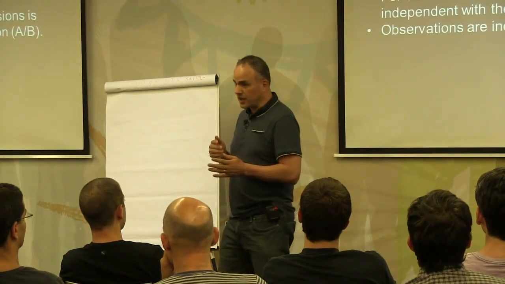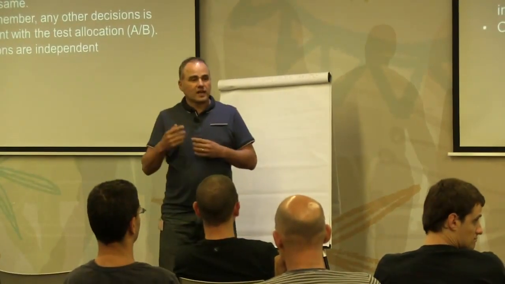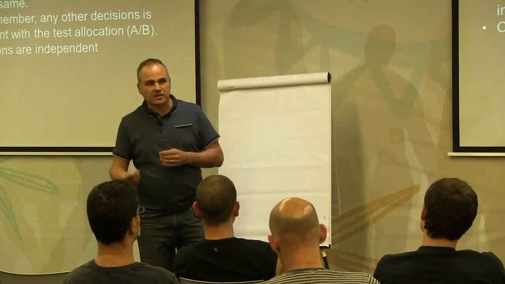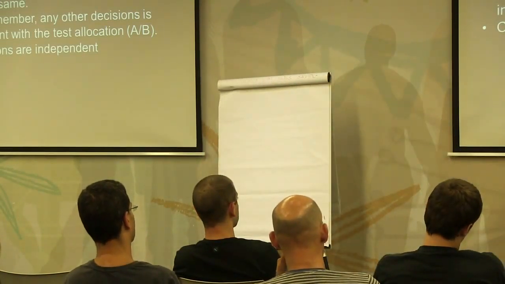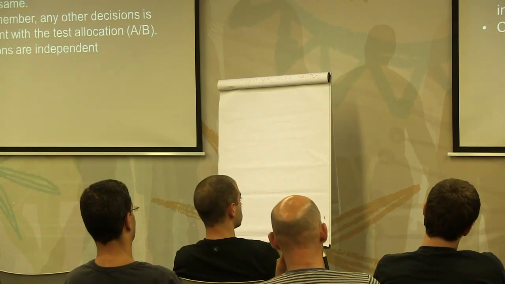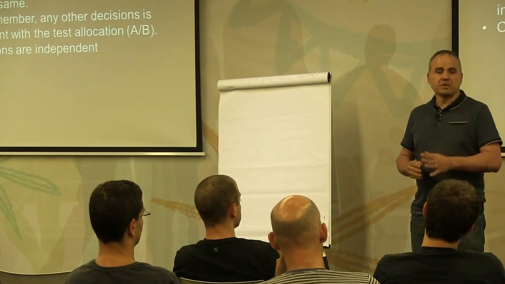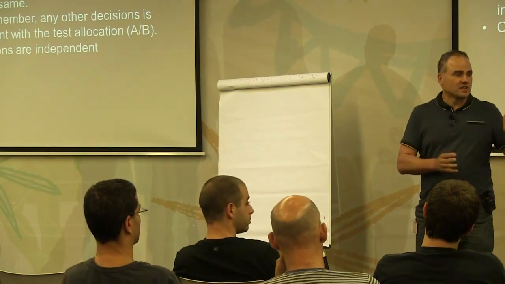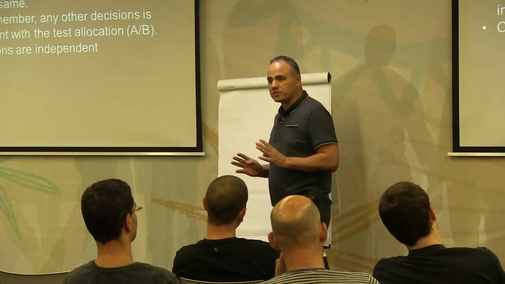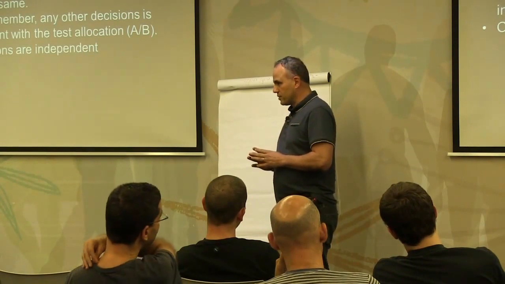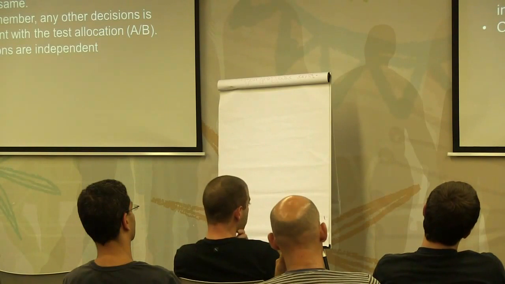Regardless of any attributes that he has, regardless of any allocation of the previous visitor that I had on the site, and independently also of the allocation that is going to be on the next visitor on the site. So when I look at a certain visitor, he must have the probabilities of 30-70 to be allocated to the groups, regardless of any properties that this visitor has. Okay, that's very important.